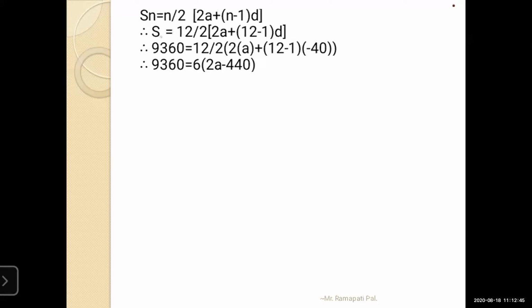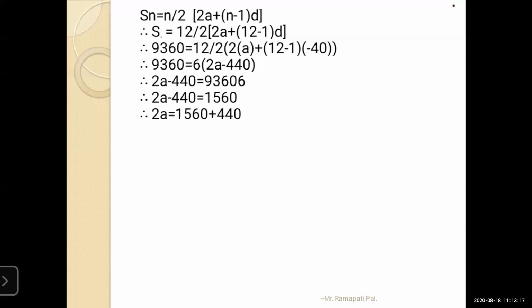So 2a minus 440 is equal to 9,360 divided by 6, which is 1560. Then minus 440 will move to the right side and it will become plus. Is it clear? So 2a is equal to 1560 plus 440, which becomes 2000. So 2 will go to the right side and divide. So a becomes 1000.